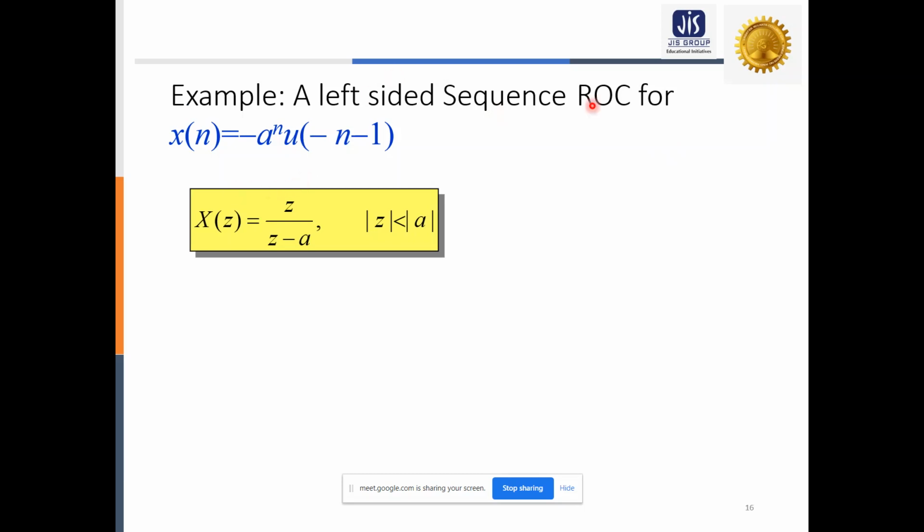So for the left-sided sequence, this expression X(z) is equal to z by z minus a. It is the z transform of this left-handed sequence, with the ROC mod z less than mod a. The previous case was mod z greater than mod a. In this case, it is mod z less than mod a.